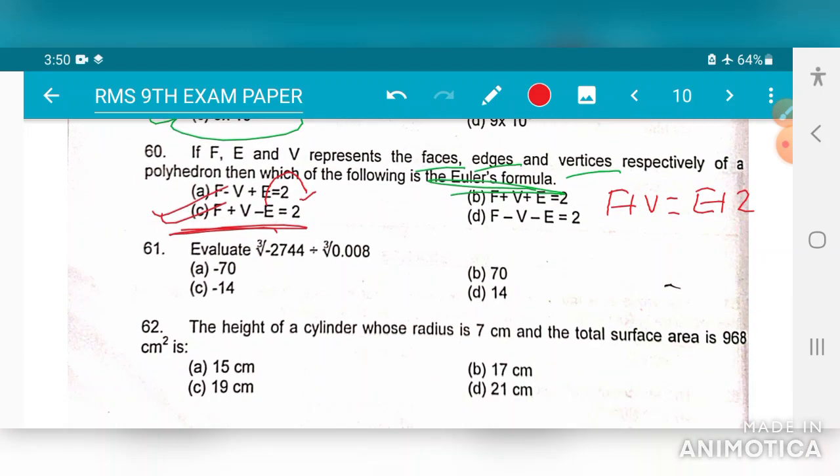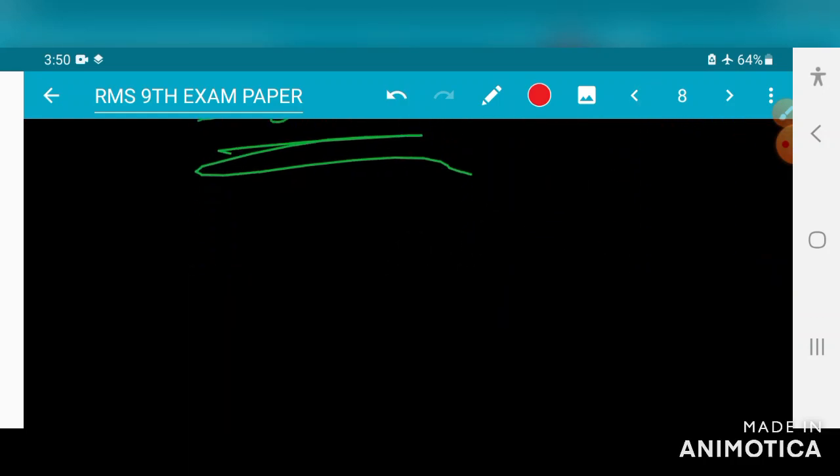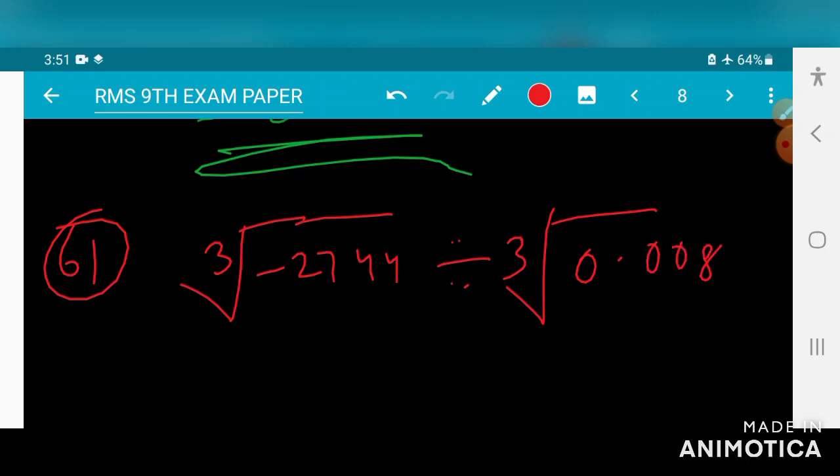Next, evaluate cube root of minus 2744 plus cube root of 0.008. It is very easy. Question 61. Go for solution 61. See, cube root of minus 2744 divided by cube root of 0.008. This is the question.